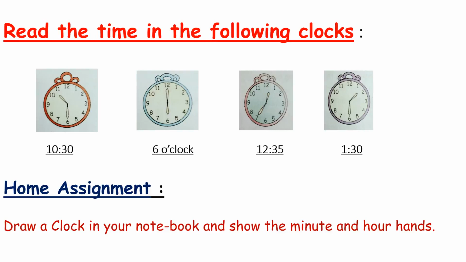In the second clock, the time is 6 o'clock. In the third watch, the time is 12:35. And in the fourth clock, the time is 1:30.